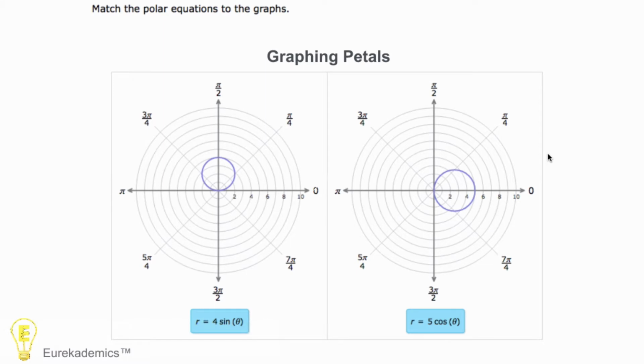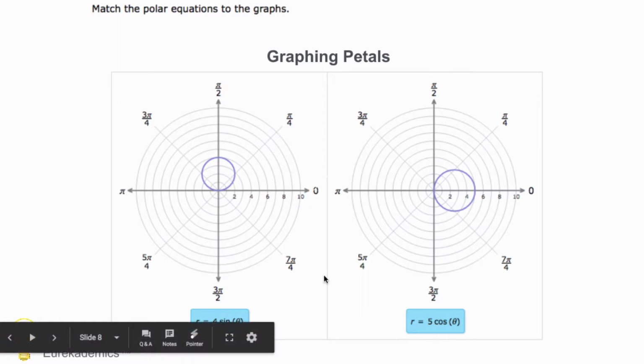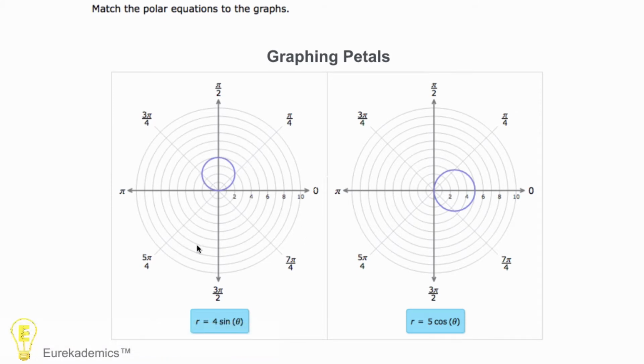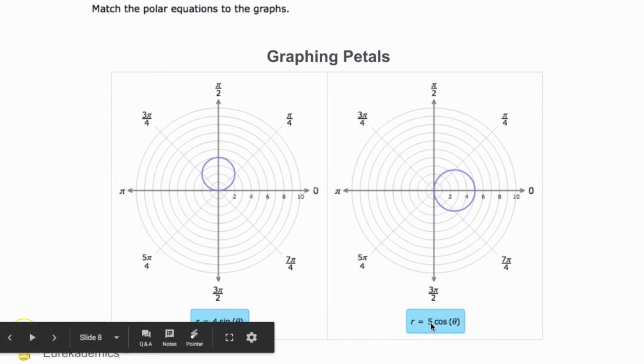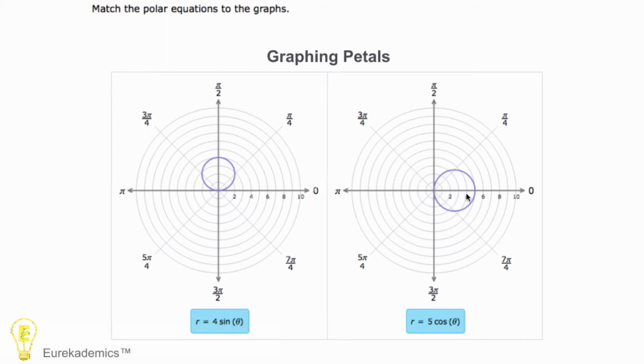Graphing petals. Okay, this one's kind of fun actually if you know what you're doing. So if you have the simple one where there's no number next to the theta and it's kind of basic, sines are going to be circles going up or down, so on the y. And then cosines correspond to positive circles or negative circles, okay?